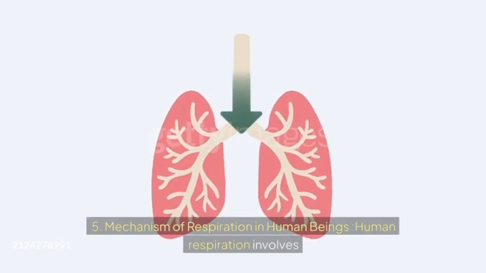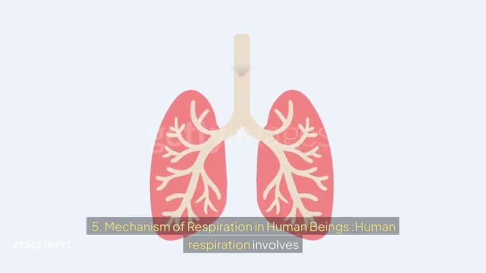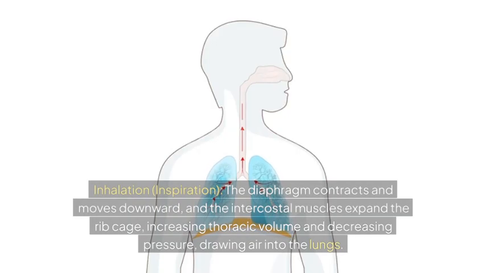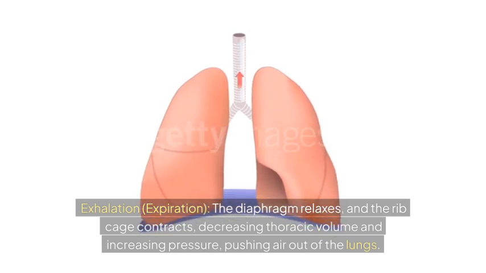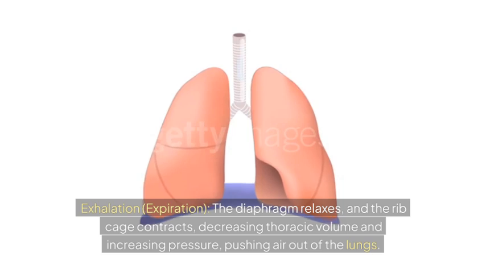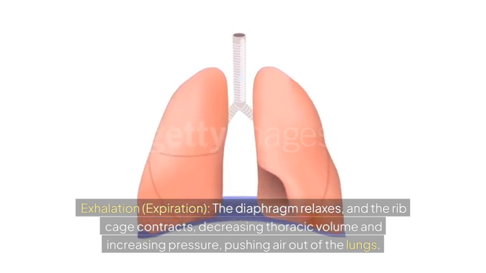5. Mechanism of respiration in human beings. Human respiration involves inhalation, inspiration. The diaphragm contracts and moves downward, and the intercostal muscles expand the rib cage, increasing thoracic volume and decreasing pressure, drawing air into the lungs. Exhalation, expiration. The diaphragm relaxes, and the rib cage contracts, decreasing thoracic volume and increasing pressure, pushing air out of the lungs.